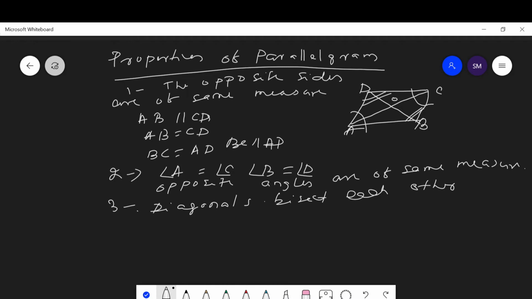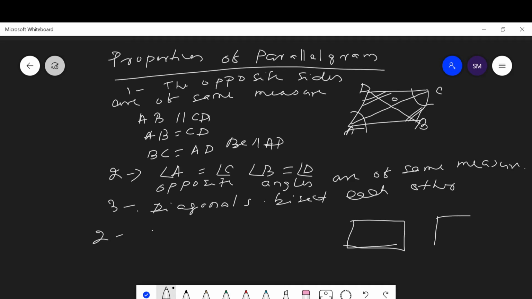Means AC bisects BD at O. Okay. Now let us discuss the diagonal properties of a rectangle. The properties of a rectangle are the same as the parallelogram, but the only difference is that all four angles are right angles. The rectangle satisfies all the properties of parallelograms. The only difference between a parallelogram and a rectangle is that all angles are right angles and the diagonals are of the same measure.